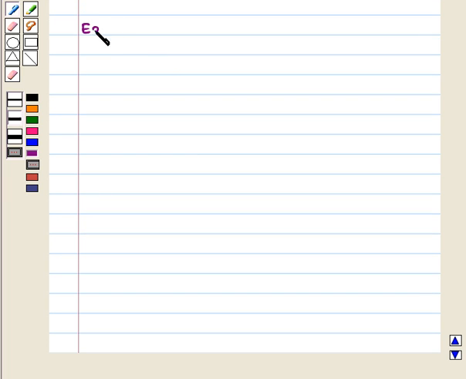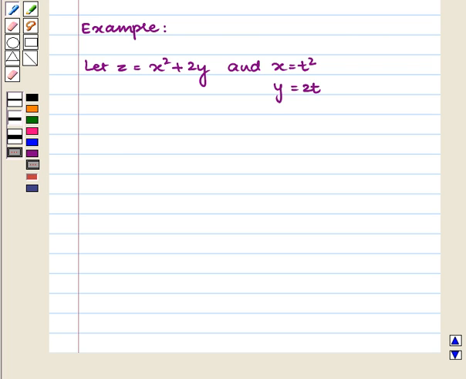Let us consider an example. Let z be equal to x square plus 2y and x is equal to t square, y is equal to 2t. Here we can apply chain rule for one independent variable, that is dz by dt is equal to del z by del x into dx by dt plus del z by del y into dy by dt.